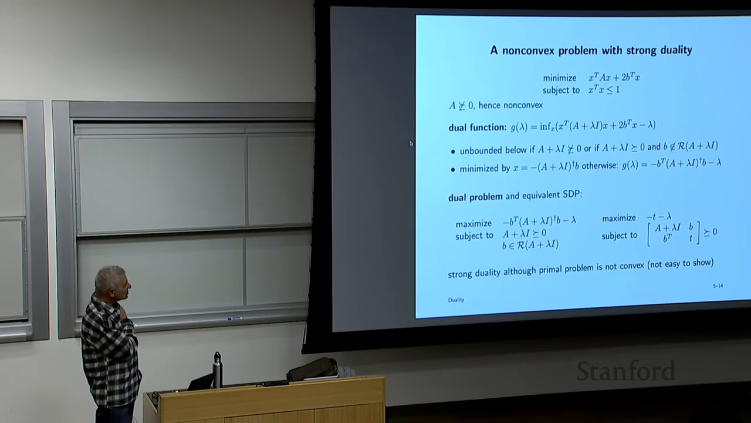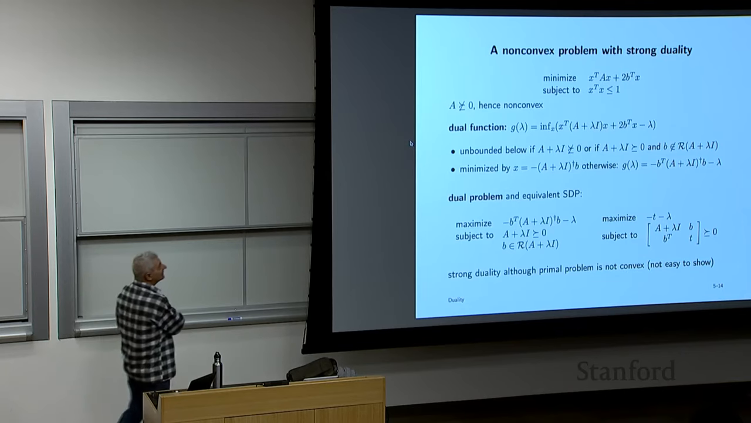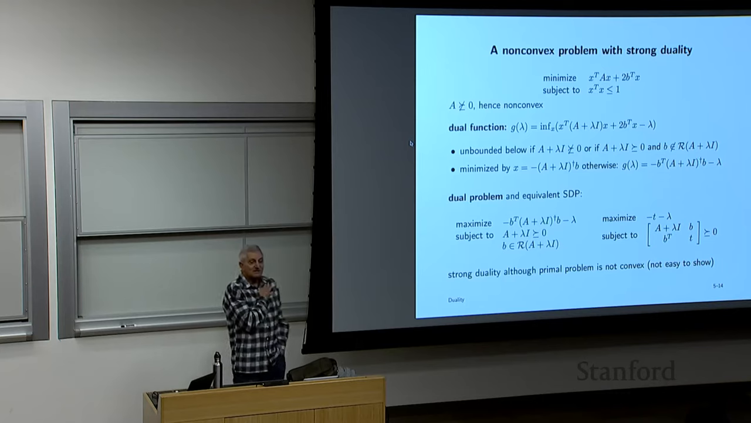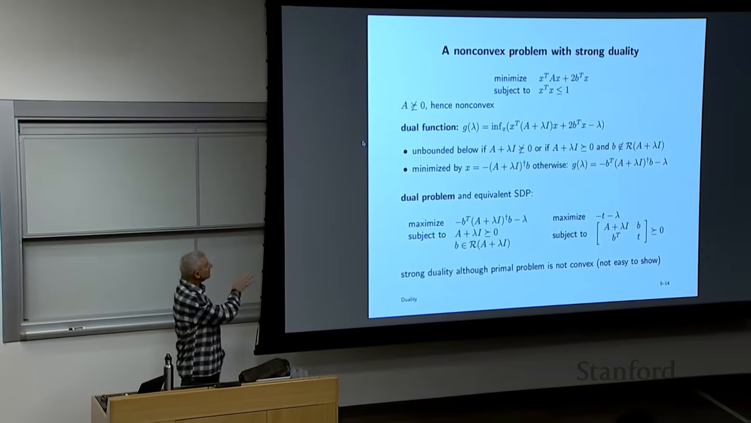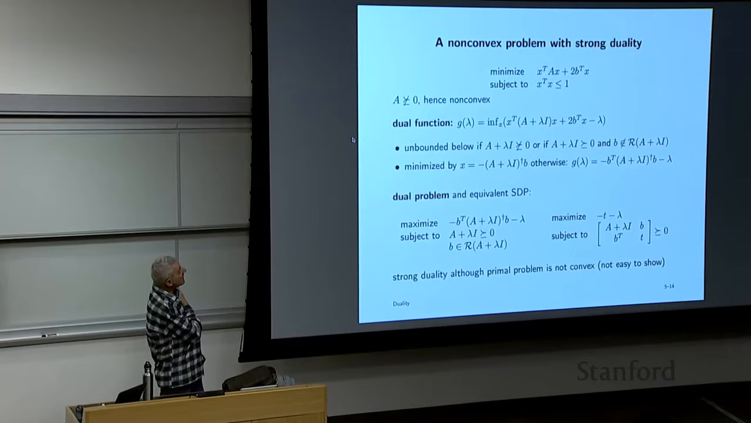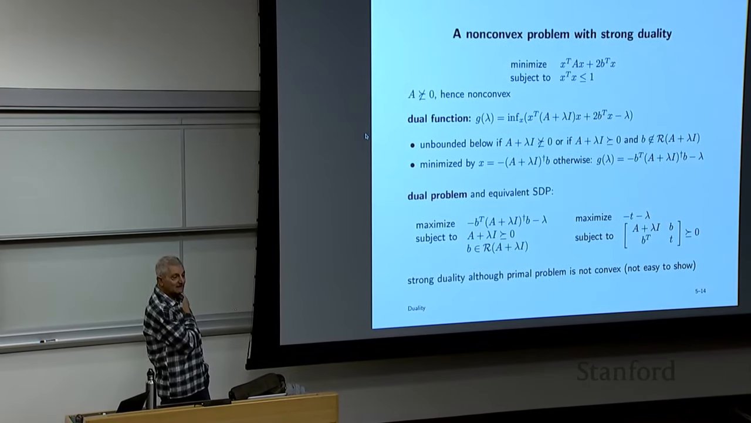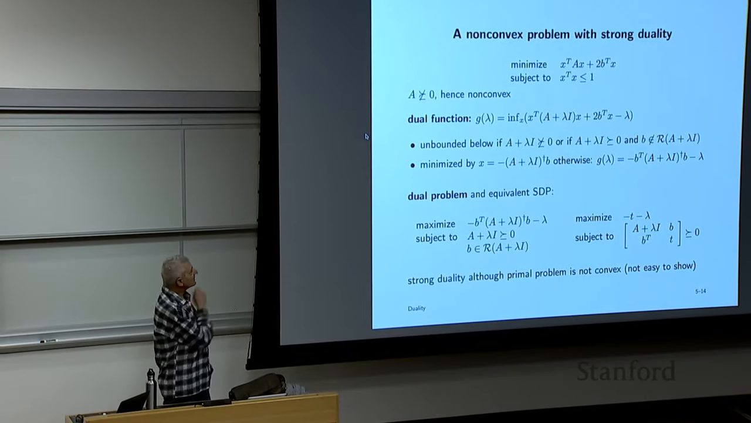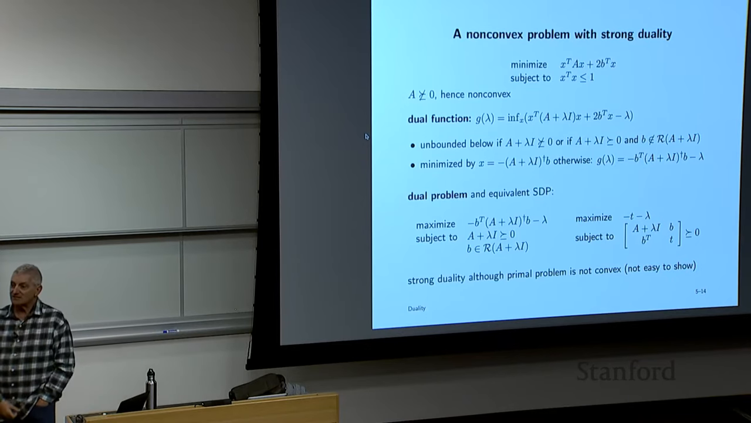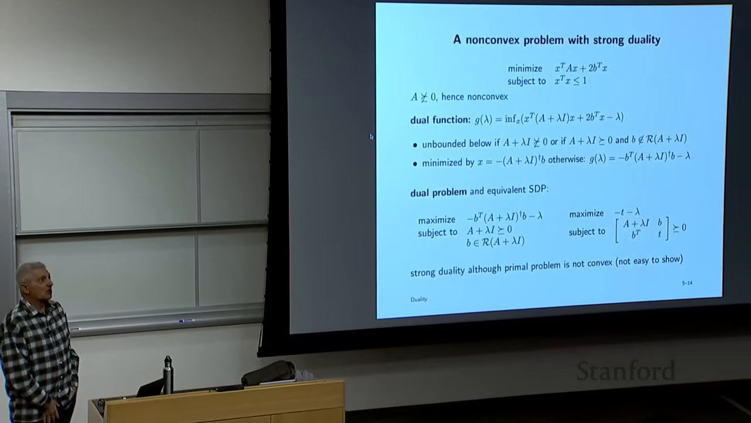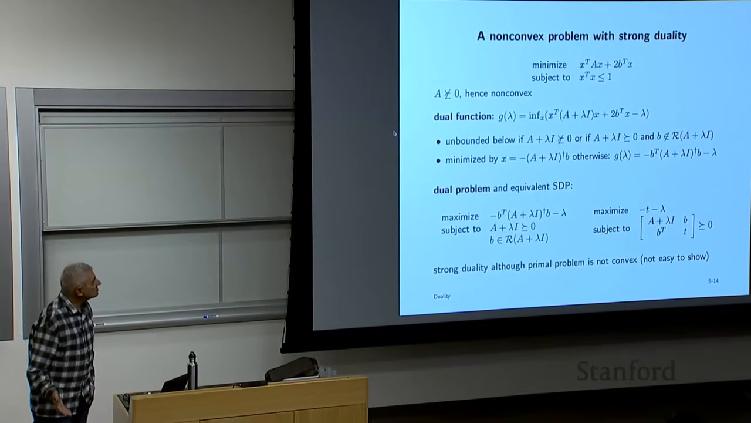I'm gonna skip this and just say the following. There are a number of non-convex problems where people know that strong duality holds. Okay? And a famous one, we don't have to worry about this, is when you minimize a non-convex quadratic subject to, let's say, a unit ball, right? It turns out in that case, and it is not easy to show this, you have strong duality, right? And that's actually super interesting, right?